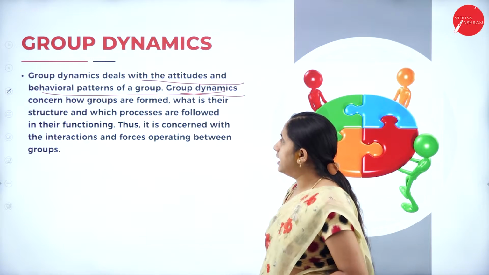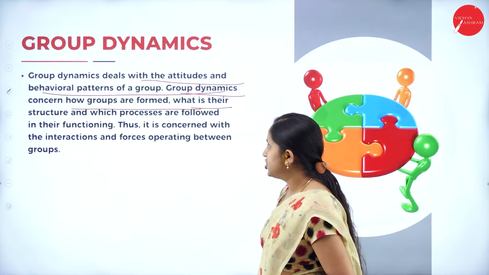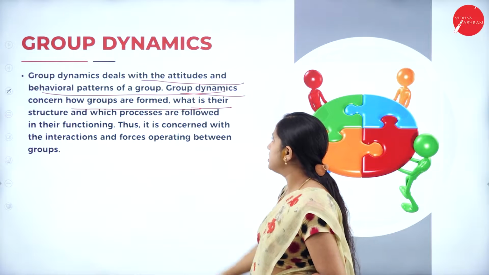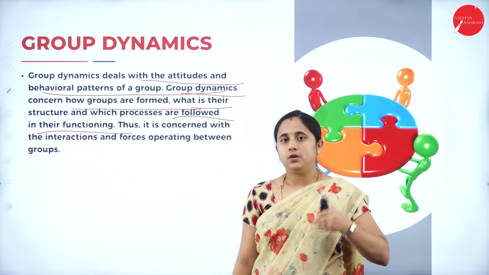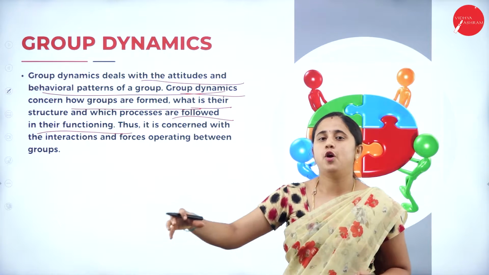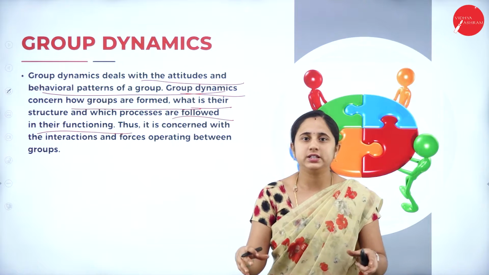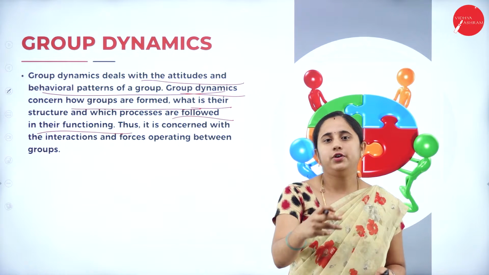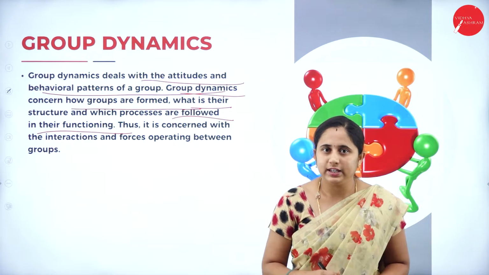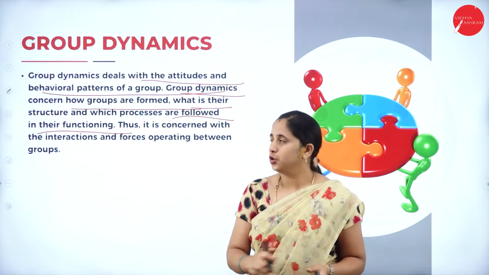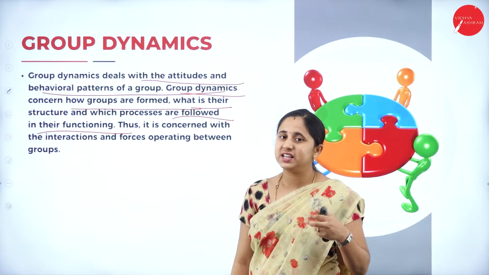Group dynamics concerns how groups are formed, what their structure is, and which processes are followed in their functioning. What are the bases for forming a group? For example, all the trainees are grouped together to get training from their superior or from other teams. What is the basis for this group? How is the group formed? Then what is their structure?